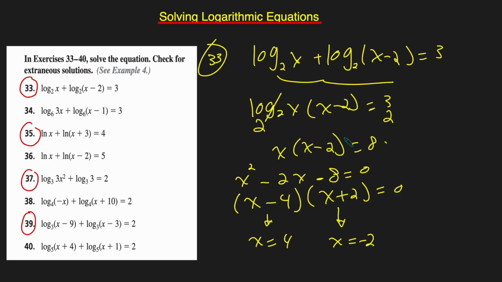And now I need to go back and check. So in my equation here, if I have a negative 2, either this or this, they're both going to be turned to negatives, and that's not acceptable. So this would not hold. My solution will be just x equal to 4.